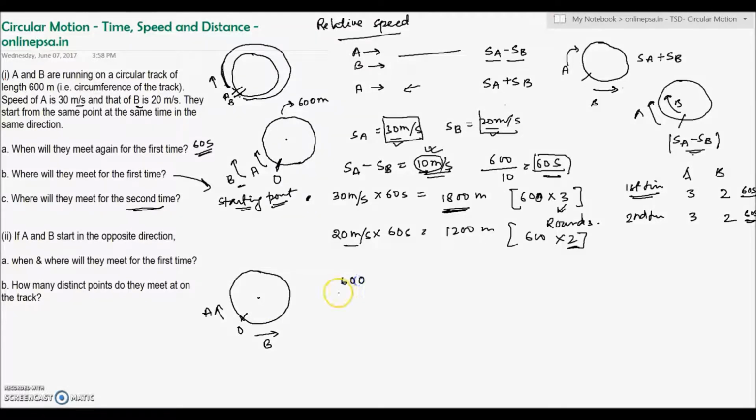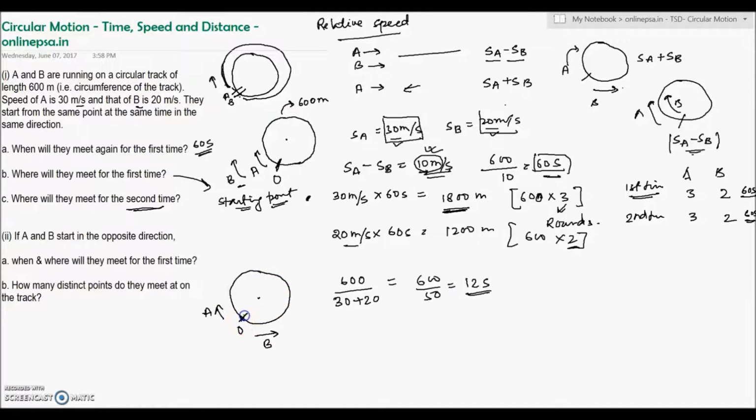600 meters is the total distance that they have to cover when they are going opposite each other, and the relative speed will be the sum of the speeds, which is 30 plus 20. So in 1 second they cover 50 meters, right? So 600 by 50 will give you 12 seconds. So in 12 seconds, A and B meet each other.